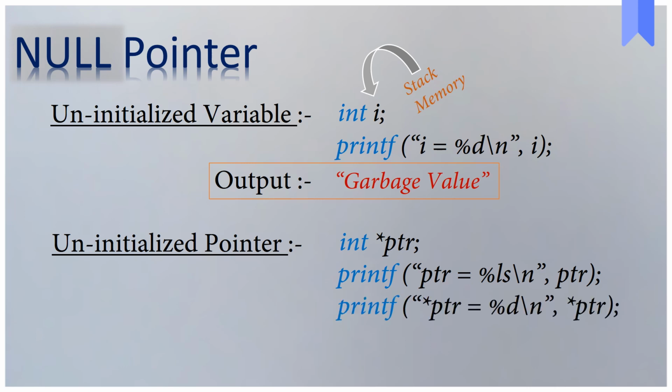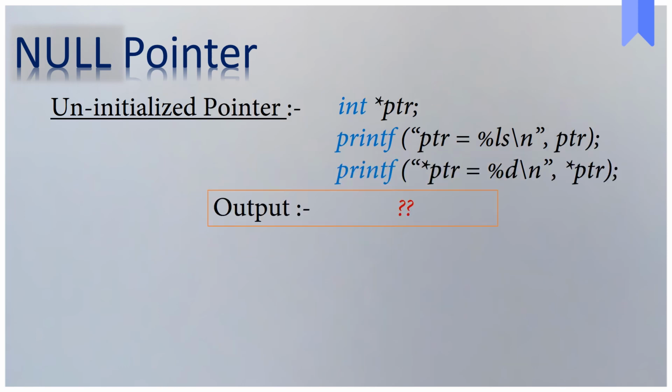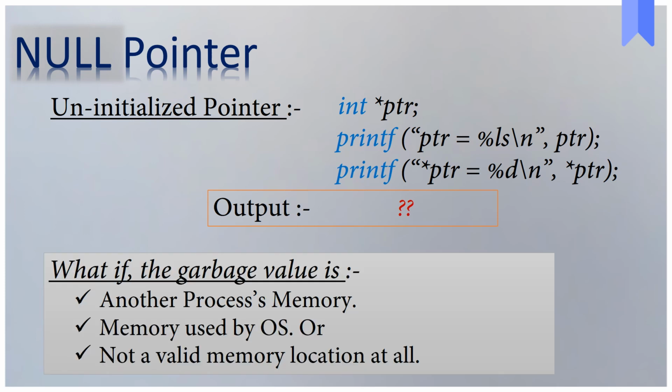The problem comes when we try to dereference this uninitialized pointer. So what could be the result here? Hard to say. Let me explain why. We are trying to dereference an address which we don't know where it could be. The garbage value could be another process memory used by operating system, or not a valid memory location at all. In any of the above cases, one thing is guaranteed: program crash.